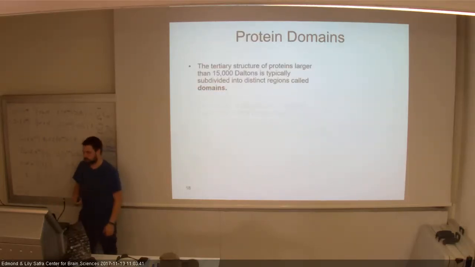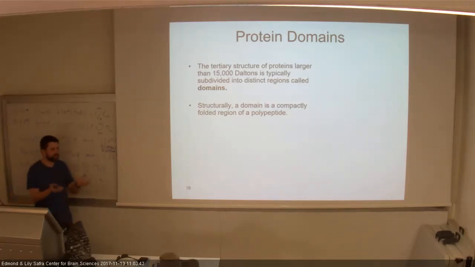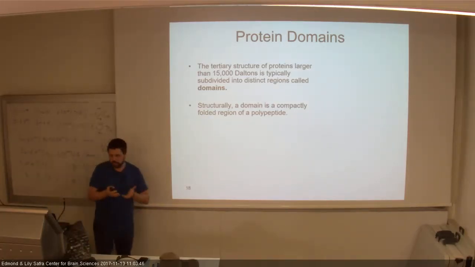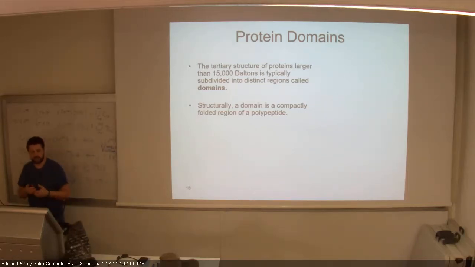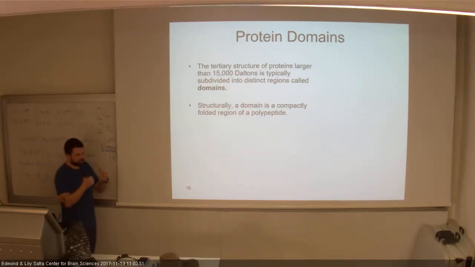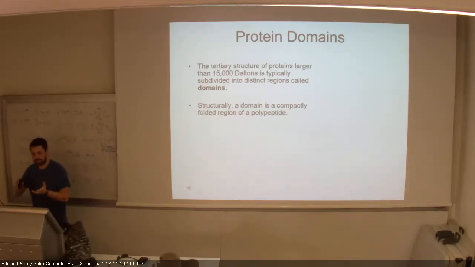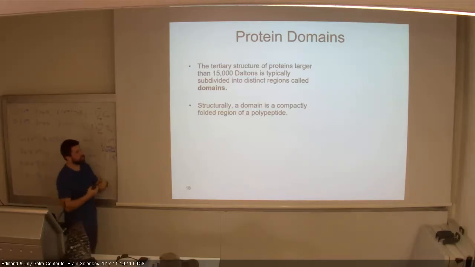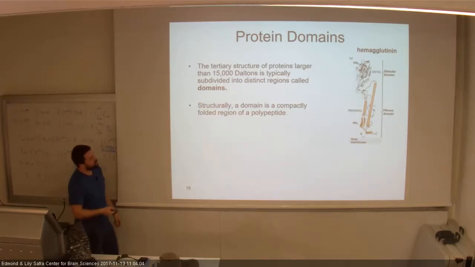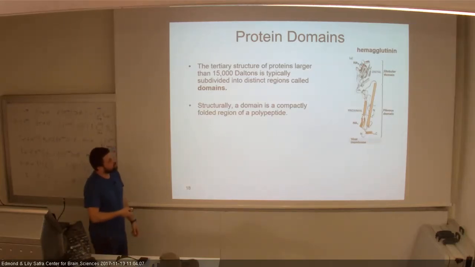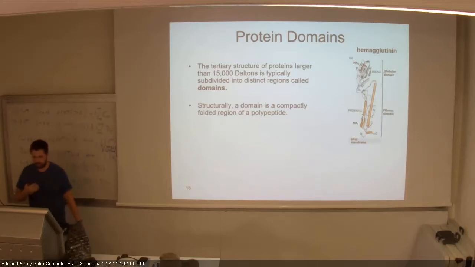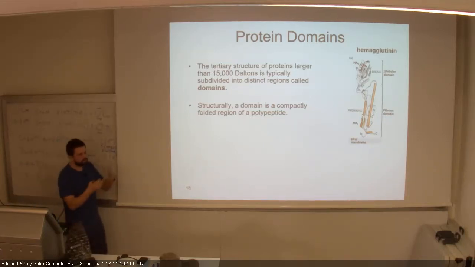Then we went on to protein domains, which are larger structures in the protein, normally more than 15,000 daltons. For proteins that are very large, we will normally divide them into regions, which we call domains, because it makes it much easier to talk about and describe that protein. So, for example, in the hemagglutinin protein that we see here, we will say that it has a fibrous domain and a globular domain. In this case, the domain describes the anatomy or morphology of the protein.